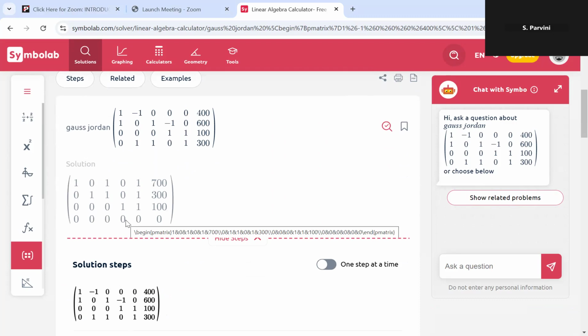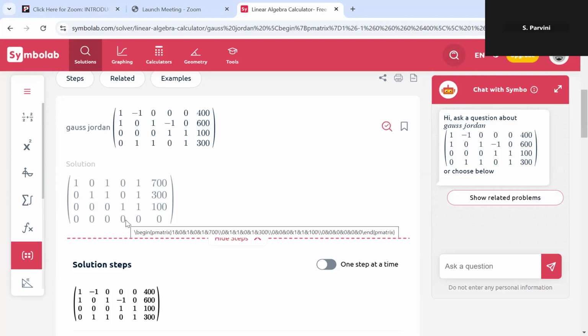So I'm going to go 1, 0, 0, 0, 0, 1, 0, 0. I'm going one column at a time. Third column, 1, 1, 0, 0. Fourth column, 0, 0, 1, 0. Fifth column, I've got three 1s and a 0. And the numbers: I've got 700, 300, 100, and 0.